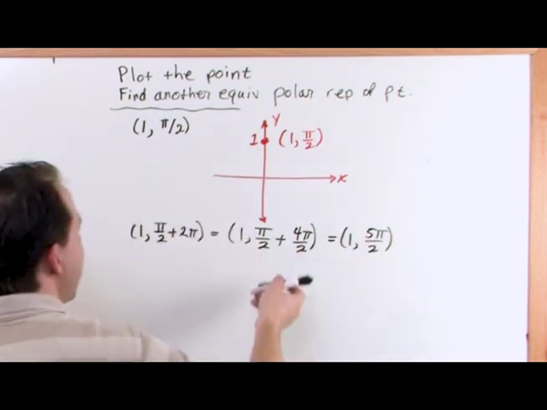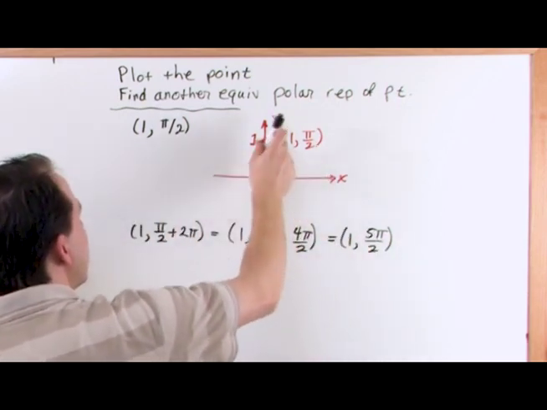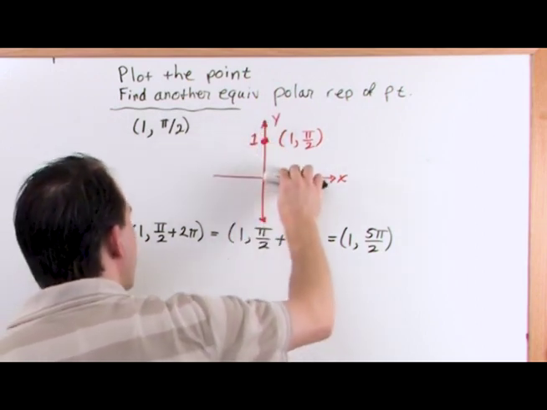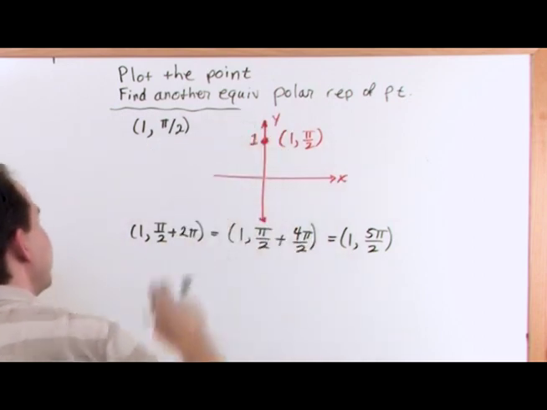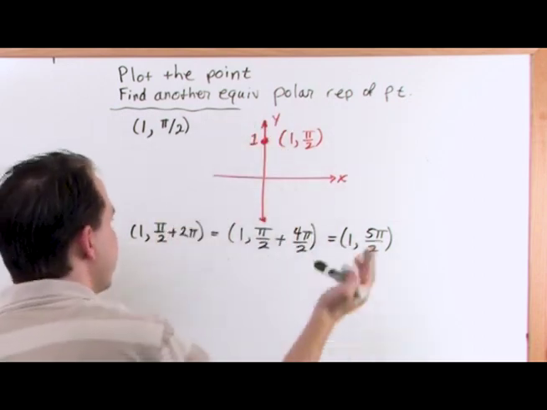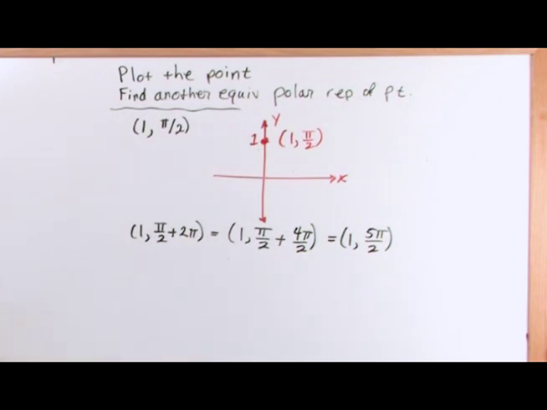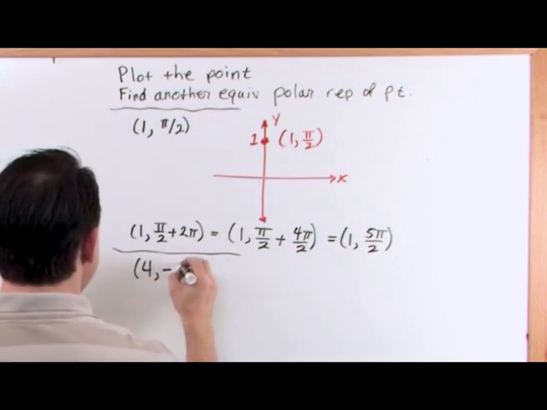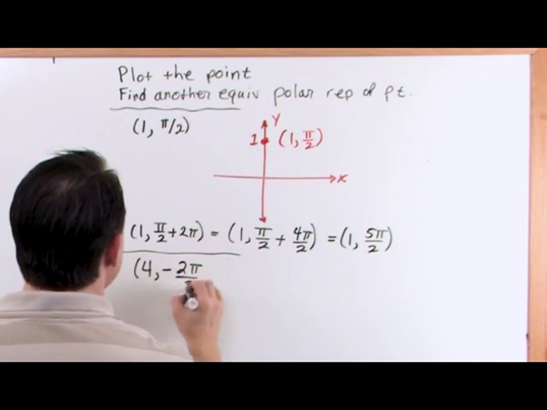Now look here, 5 pi over 2. How would you plot that if you were given this? Well, here's pi over 2, 2 pi over 2, 3 pi over 2, 4 pi over 2, 5 pi over 2. So you see it's the same point. It's the same place. That's why they're valid. So these two representations are exactly equivalent, I should say. Neither is better than the other.